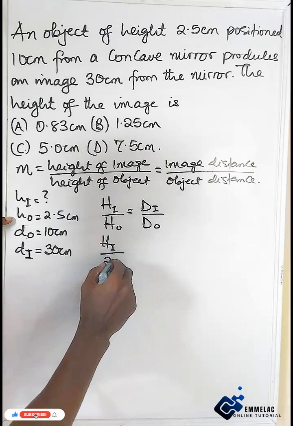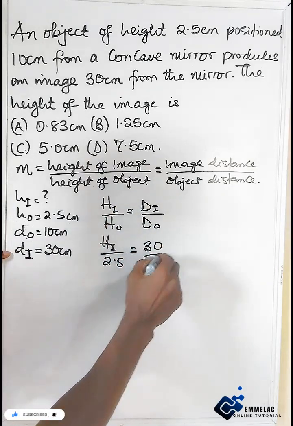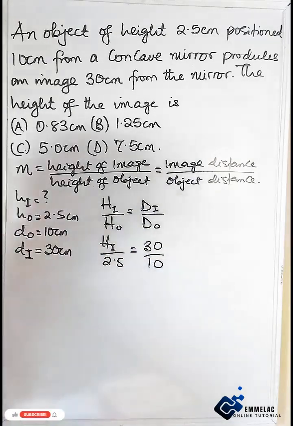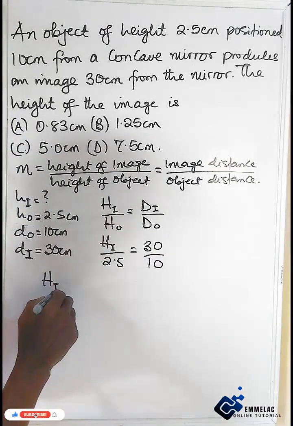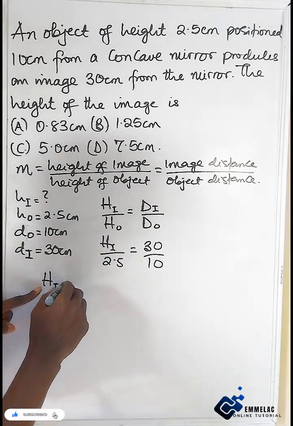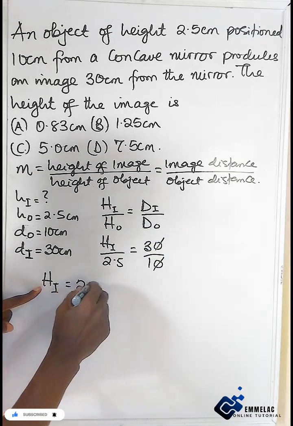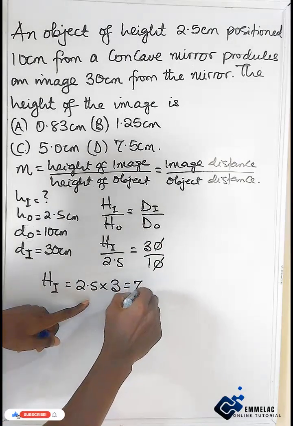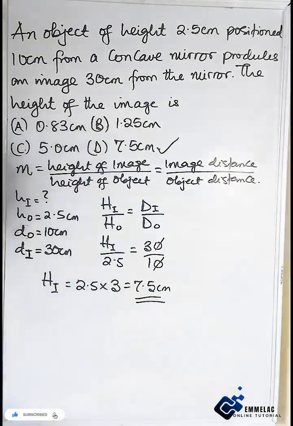then 2.5 equals DI, that will be 30, then all over 10, right? Yeah, so to this end, now here we can see that image height will now be, we can eliminate this, we have 3, so we end up having 2.5 times 3, which will give us 7.5 centimeter. All right, so D is the right answer. All right, now let's move to the next one.